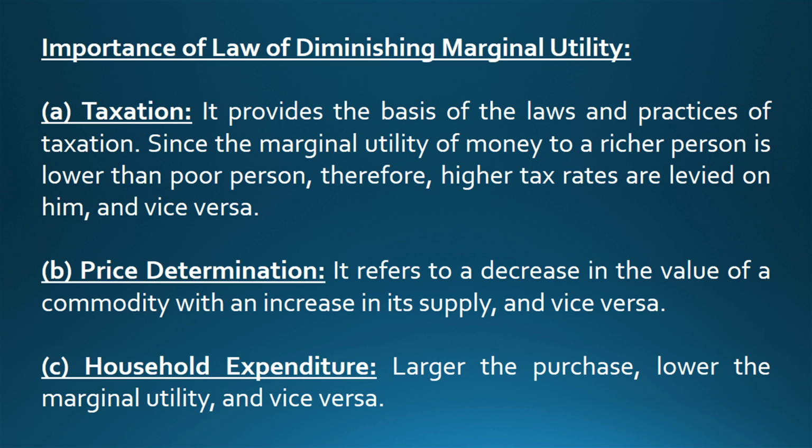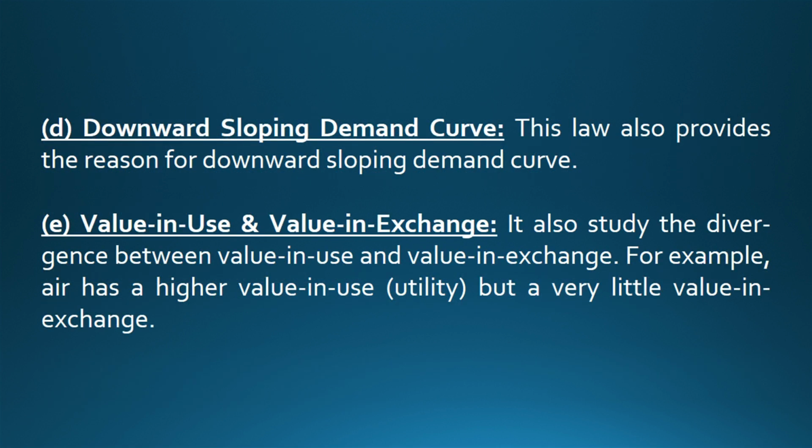B. Price determination. It refers to a decrease in the value of a commodity with an increase in its supply, and vice versa. C. Household expenditure. Larger the purchase, lower the marginal utility, and vice versa. D. Downward sloping demand curve. This law also provides the reason for downward sloping demand curve. E. Value in use and value in exchange. It also studied the divergence between value in use and value in exchange. For example, air has a higher value in use or utility, but a very little value in exchange.